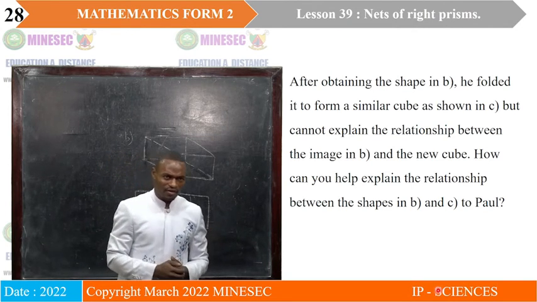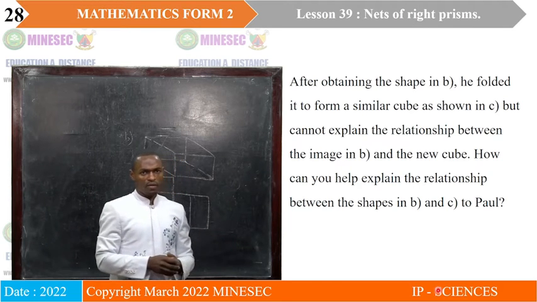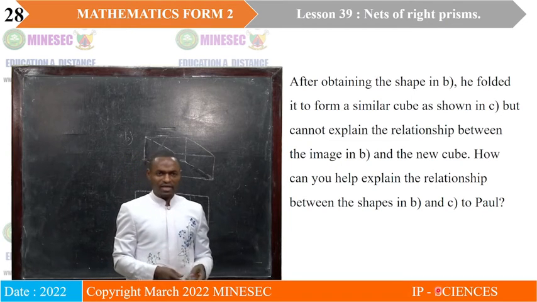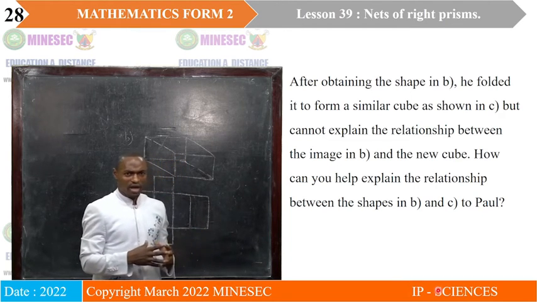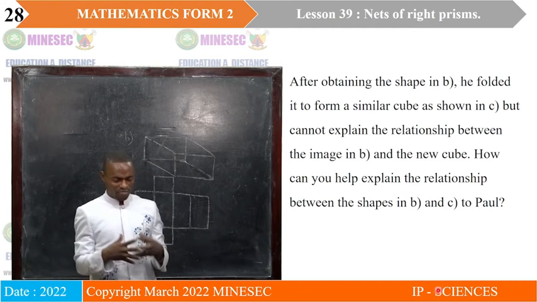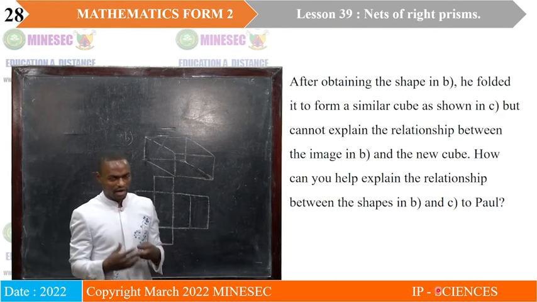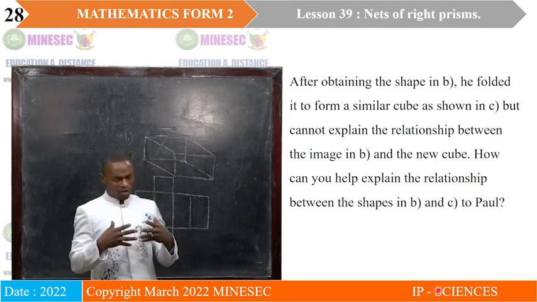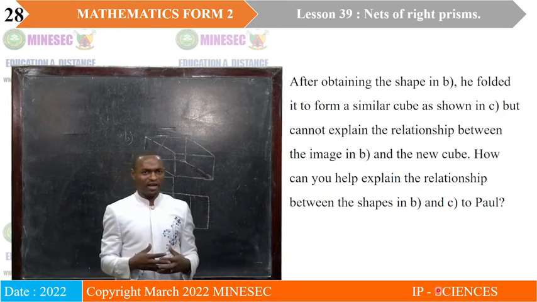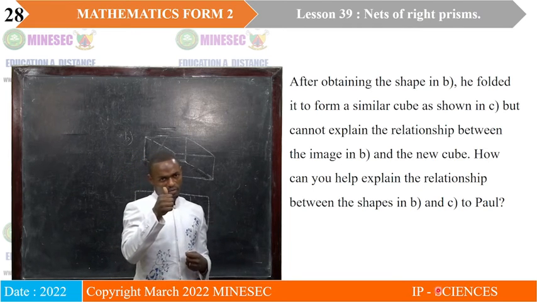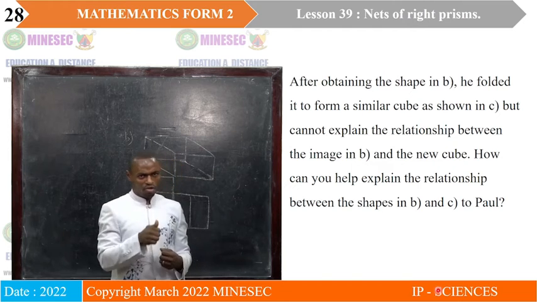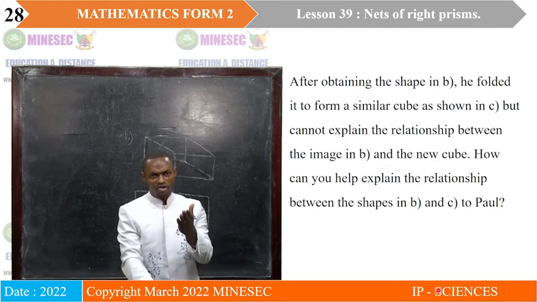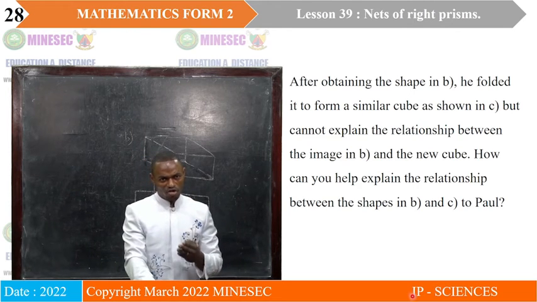Please, this is the situation. The friend has already taken that image in B and folded it to form the similar box that Paul wanted to obtain. But now, he cannot give a clear explanation as to why that one has given the original box or the original cube that Paul wanted to produce. So how do we explain that relationship?